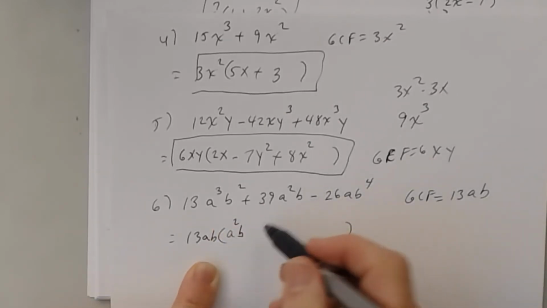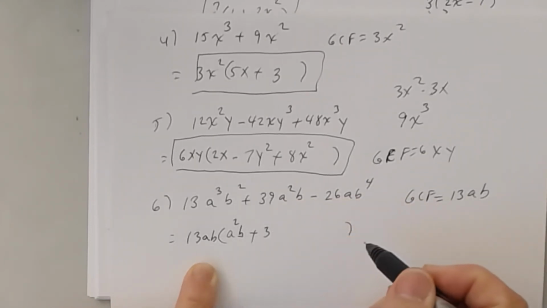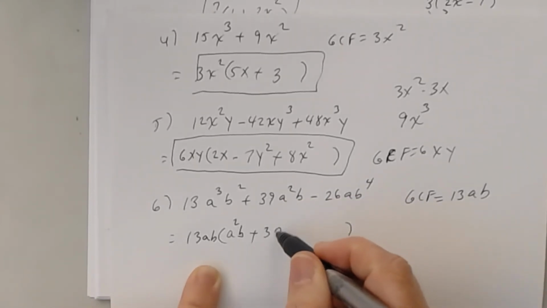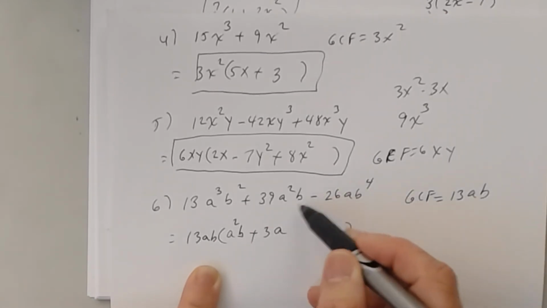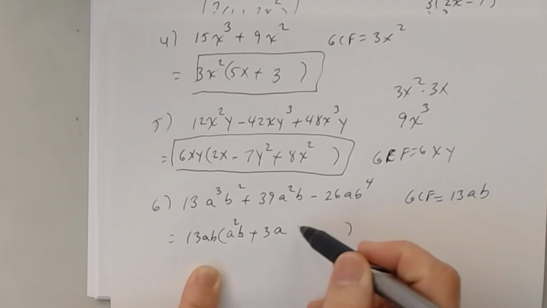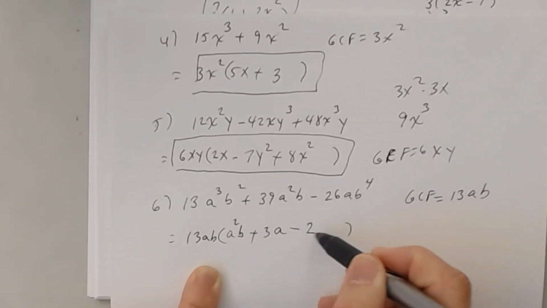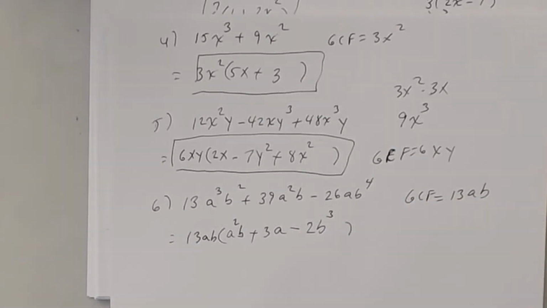Okay, good. Plus 13 times what's 39? 3. Now what else do I need? Just an A, right? Okay, no B. Because already, how many factors did I have here? How many do you see here? Just 1. And then minus 2B to the third. That's it. All right. Again, always check your work. Use the distributive property.